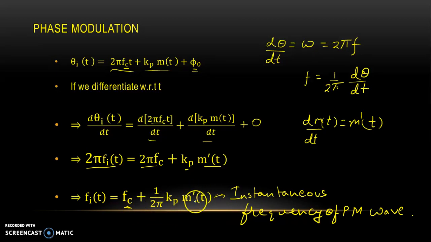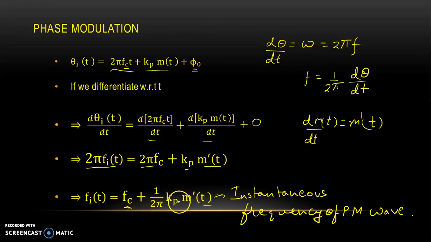That is the differentiation of m(t), the baseband signal. So this is like the phase modulated wave. Okay, this is the frequency of the phase modulated wave. So we have derived two things: one is the equation of the phase modulated wave, and the other is the equation of the frequency of the phase modulated wave.